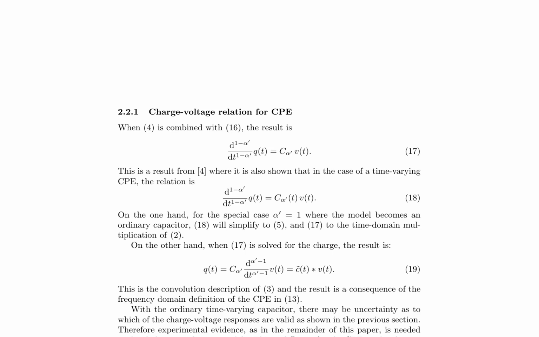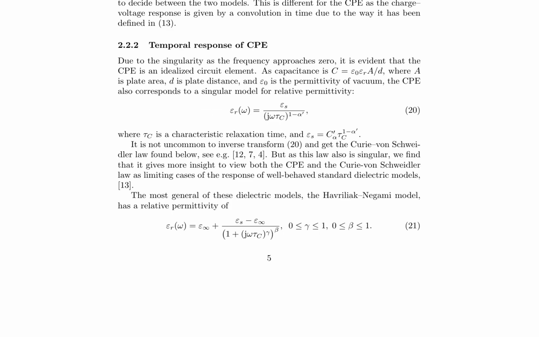The charge-voltage relation for a constant phase element, CPE, is derived by combining equations 4 and 16, resulting in equation 17, which reduces to the ordinary capacitor case when alpha equals 1. Solving for the charge, equation 19 is obtained, which is a convolution description of the CPE. In contrast to the ordinary time-varying capacitor, the CPE's charge-voltage response is uniquely defined by a convolution in time due to its frequency domain definition.